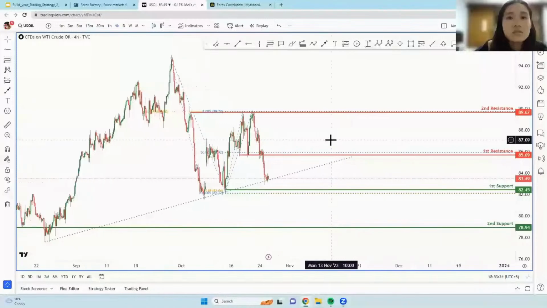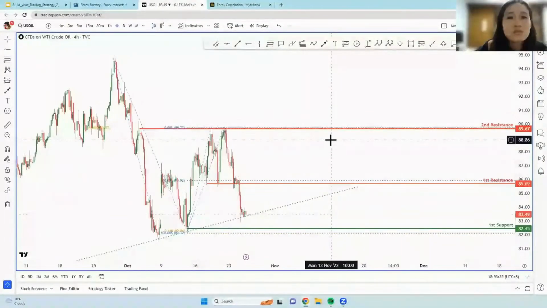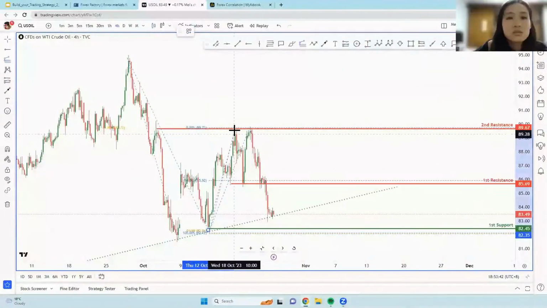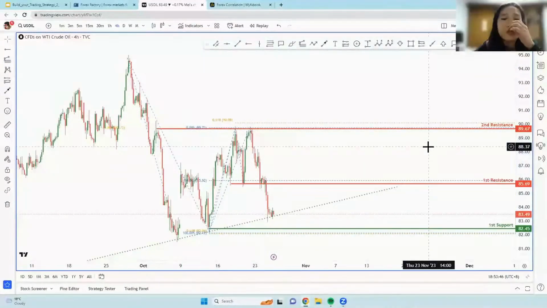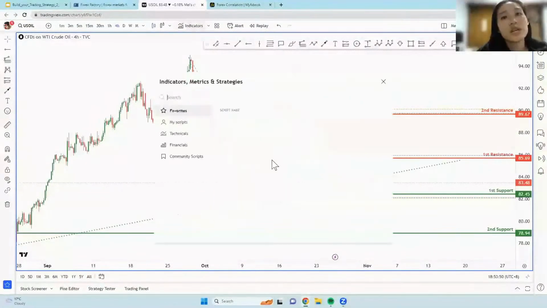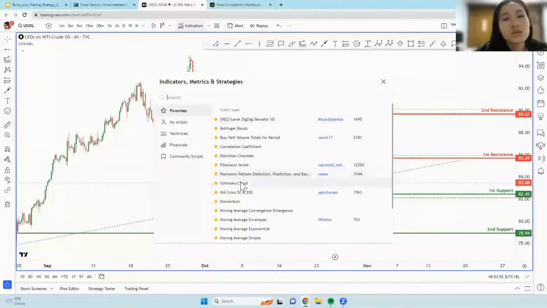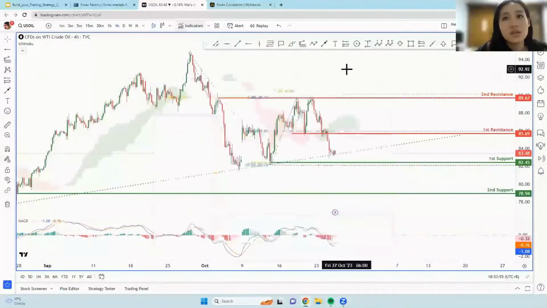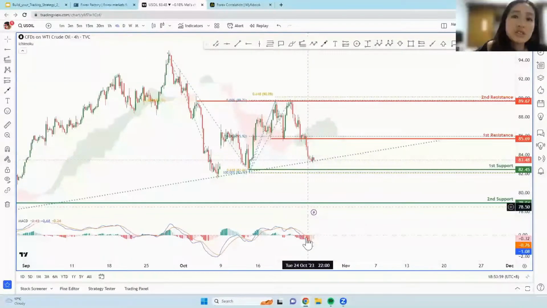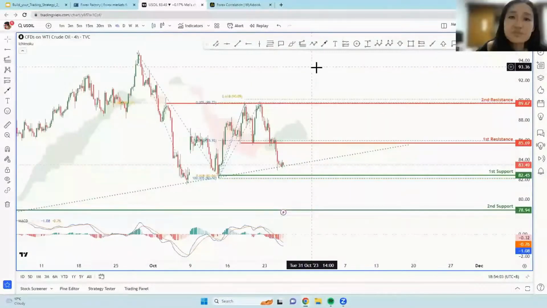And here, my 61.8 also lines up with my second resistance. Okay, now let's go ahead and look at some indicators. So same thing. Price is moving below the Ichimoku cloud, so it's giving us a bearish signal. MACD is also giving us a bearish signal.